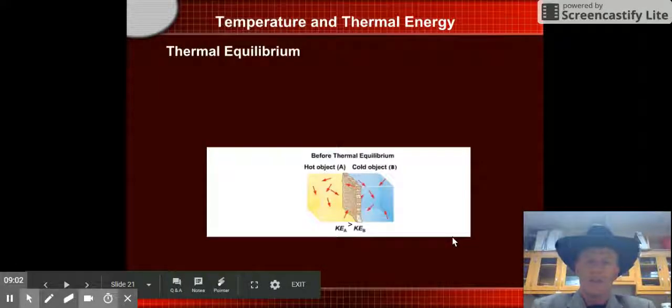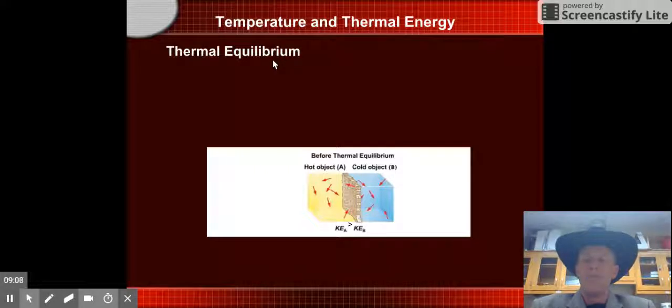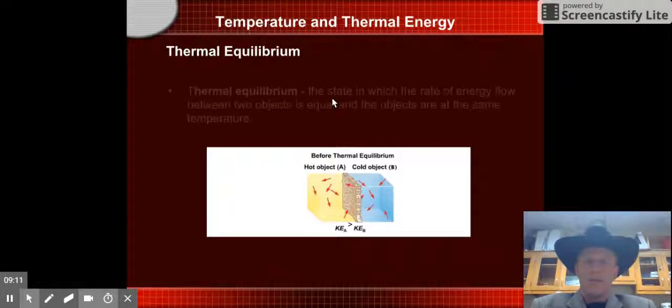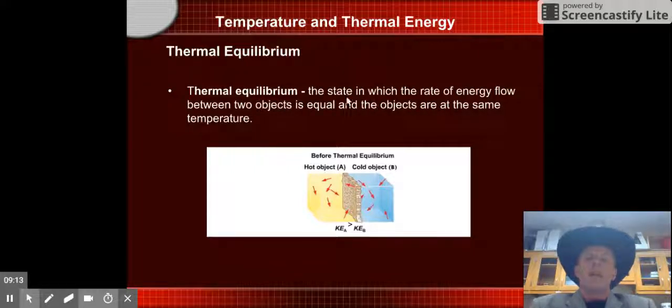All right, enough. Let's go. All right, so last topic, thermal equilibrium. Thermal equilibrium states that the rate of energy flow between two objects is equal, and the objects are at the same temperature. That's when it stops transferring energy. So, hey, let's put our hot hands down on a cold desk again. If you put your hot hand on a cold desk, eventually the desk and your hot hand will become the same temperature. And that's what we refer to as thermal equilibrium.